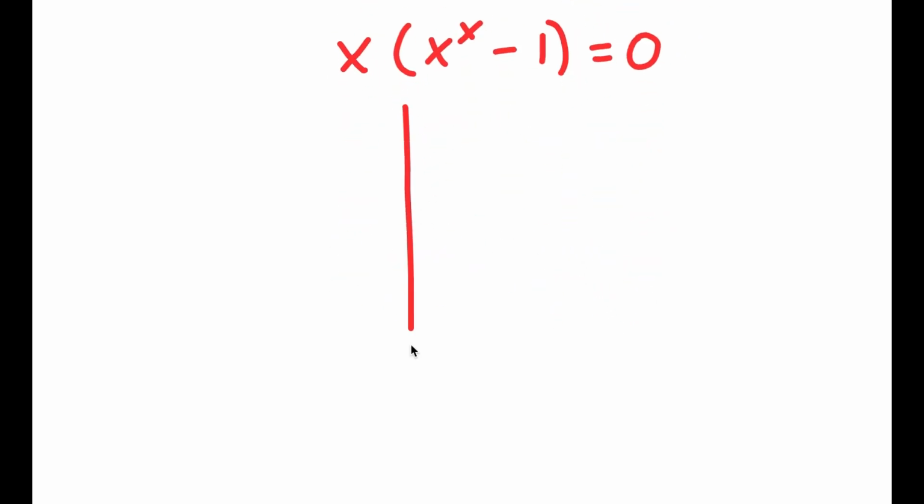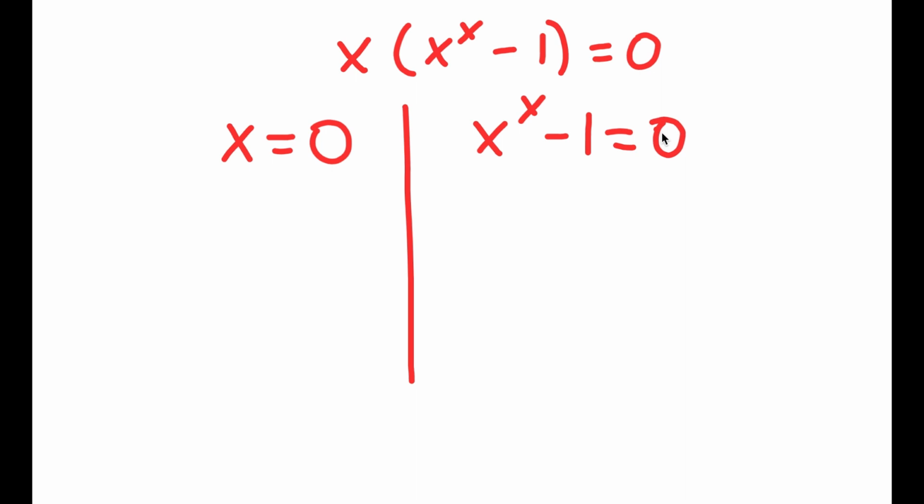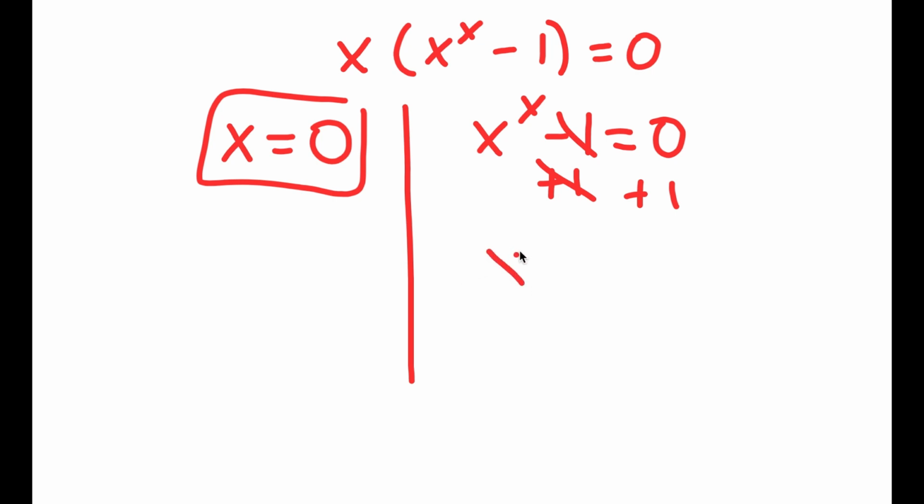So now this gives me two equations. I have x is equal to 0, and I have x to the power of x minus 1 is equal to 0. So x equals 0 is already a solution. Now for x to the power of x minus 1 equals 0, I'm going to add 1 on both sides. So then these two cancel out, and I get x to the power of x is equal to 1.